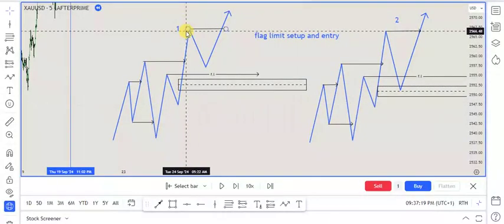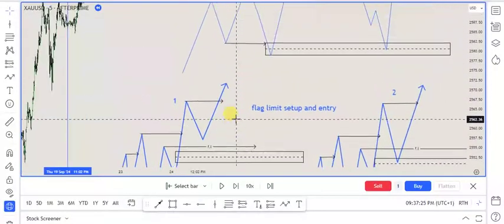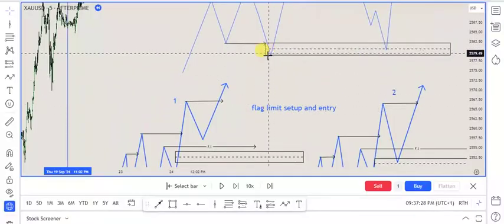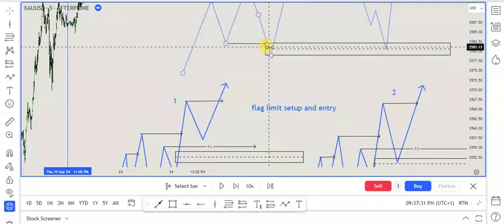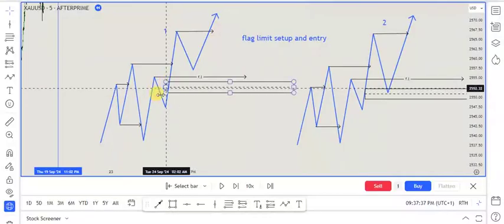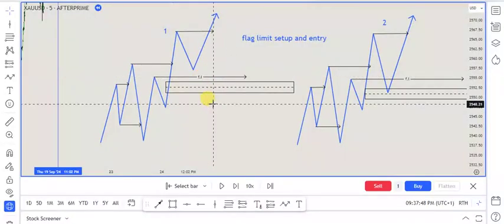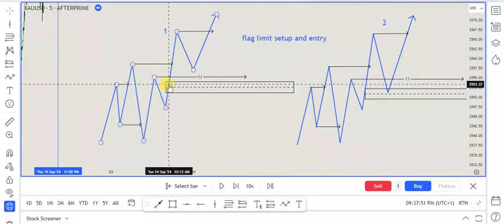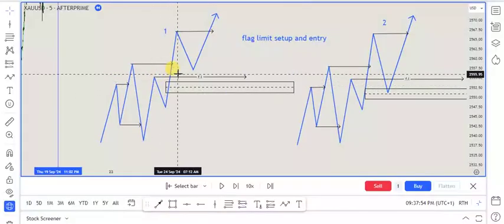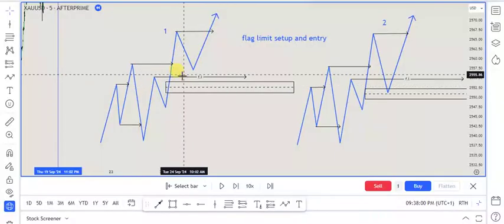Normally, in the former setup, we wait for the second break, and we take our entries from the manipulation low, right? But in this flag limit setup, we'll take our entry from the flag limit zone. I call this zone, where the market failed to break at the first try, the flag limit zone, the FL. Inside it you will see a fair value gap.